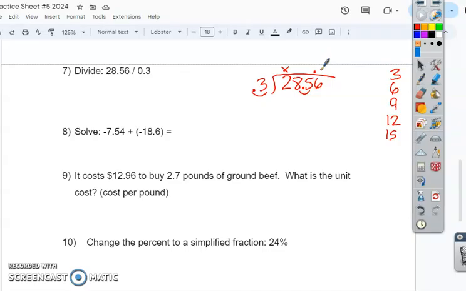Okay, number 8. On this one, depending on how you've been taught, I like to just always change it to a single sign. So if I have plus and negative, that to me changes to a minus or to a negative. So I would rewrite this 7.54 minus 18.6. That's exactly how it is. 7 point. That decimal. My pen is off again, so my decimal is off.